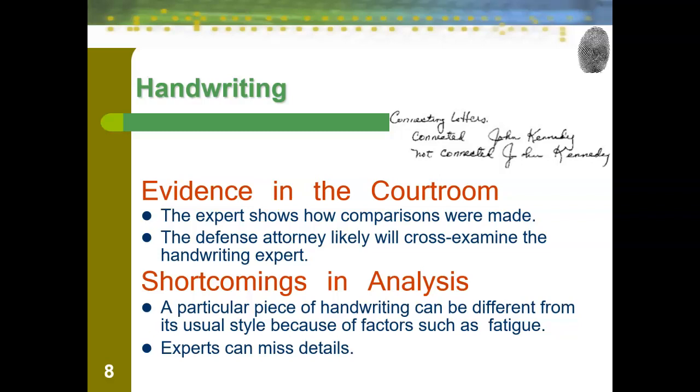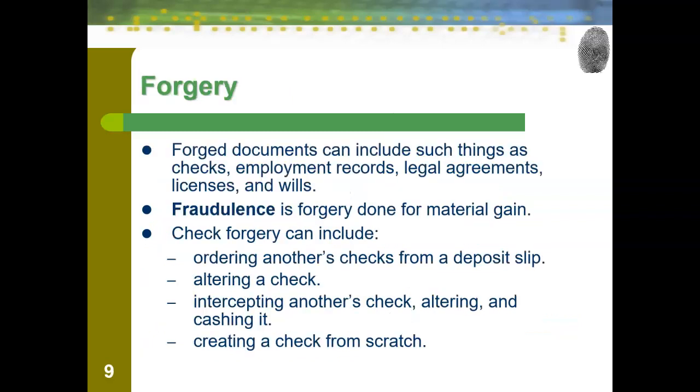Now, some shortcomings of handwriting analysis: a particular piece of handwriting can be different from its usual style because of a lot of factors. That can include fatigue, stress, the surface someone's writing on, so people's handwriting does not always look identical from time to time. Also, experts can miss details.